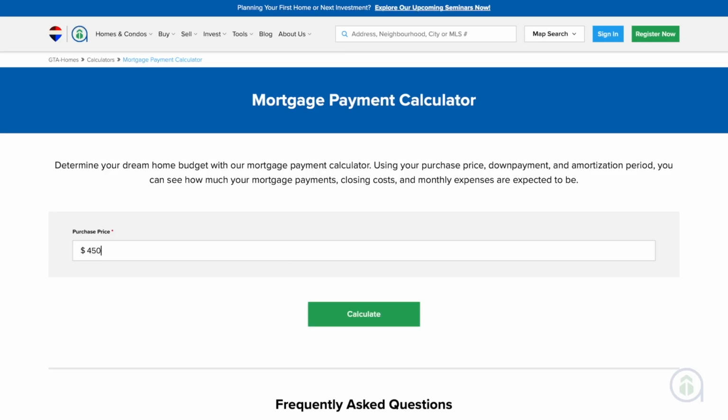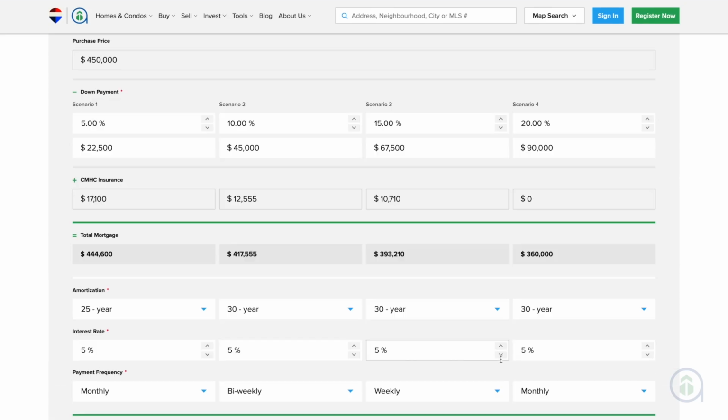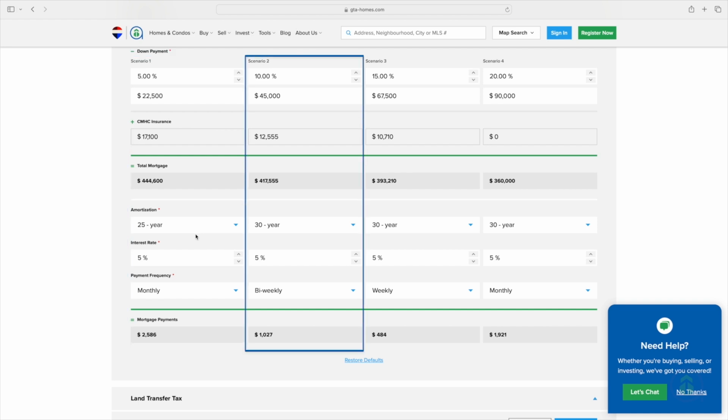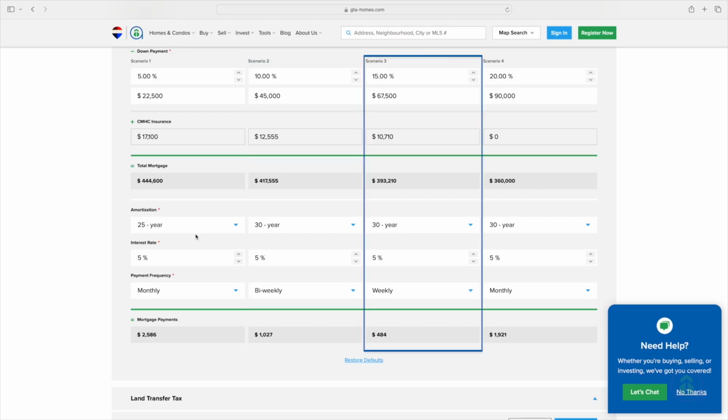I'm going to enter $450,000. Once I enter $450,000, I'm going to hit calculate, and it will give me 4 different scenarios for you to see what works best for you. Of course, the first scenario is going to be based on the minimum down payment. Since the property is under $500,000, the minimum down payment is 5%. Second scenario is 10%. Third scenario is 15%.